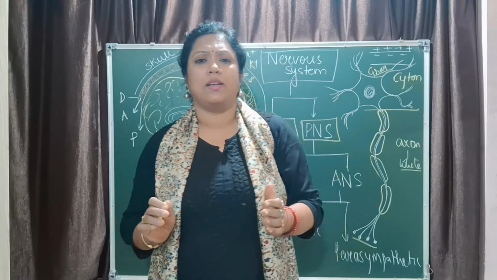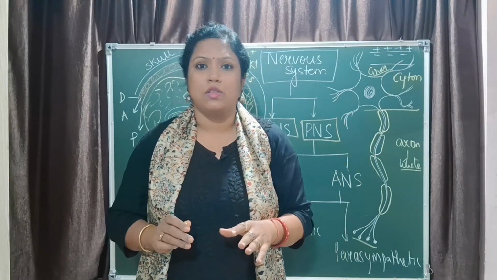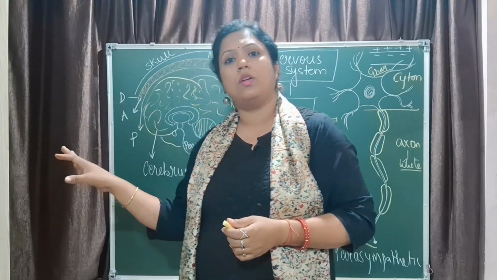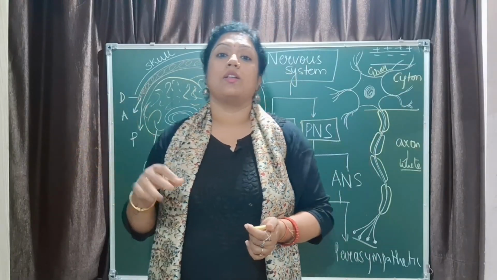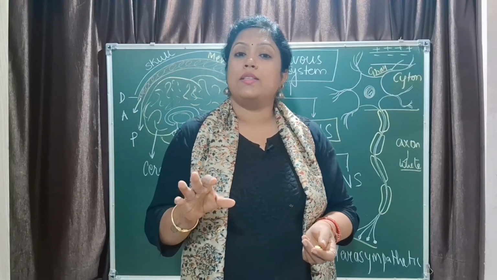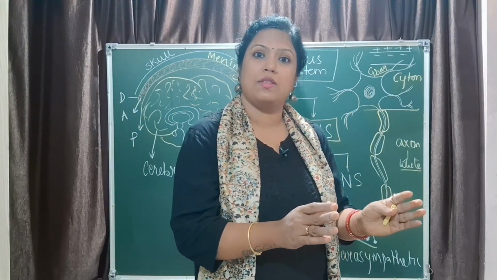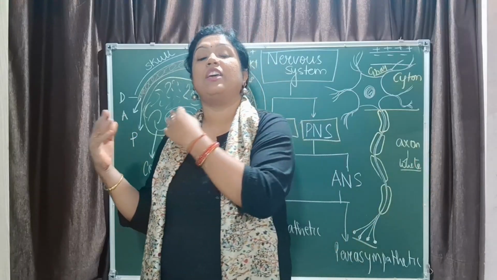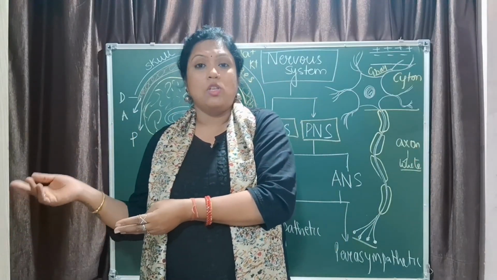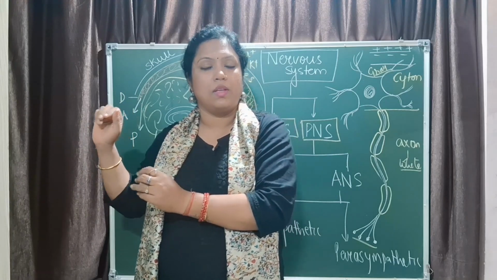Then in your CNS there are interneurons, which take the information from the sensory neuron and give it to the motor neuron. That is called the interneuron or association neuron. The motor neuron takes the information from the central nervous system and passes it to the effector, which can be a muscle or gland. So that is your receptor.